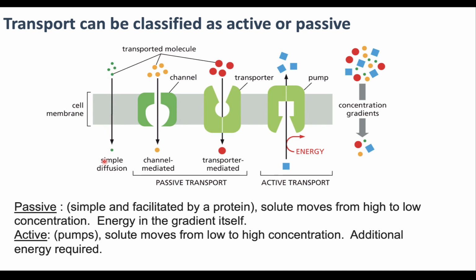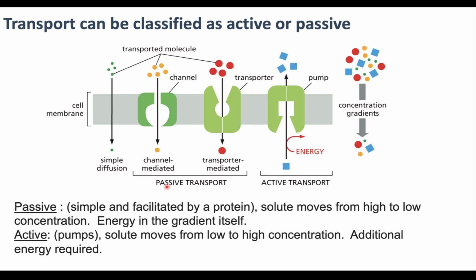And that's always passive, and that's based on a concentration gradient, right? So the green is going from high to low. This yellow molecule is going to also be transported down its concentration gradient across the membrane from high to low, and it's going through a channel. This is passive transport also because we're going high to low.